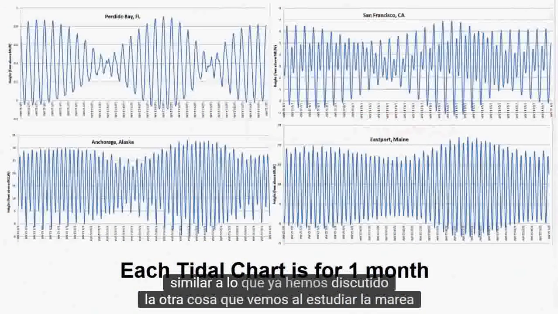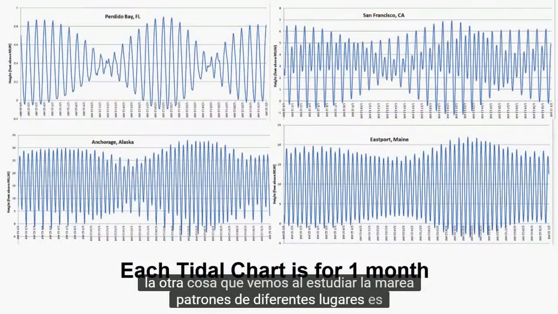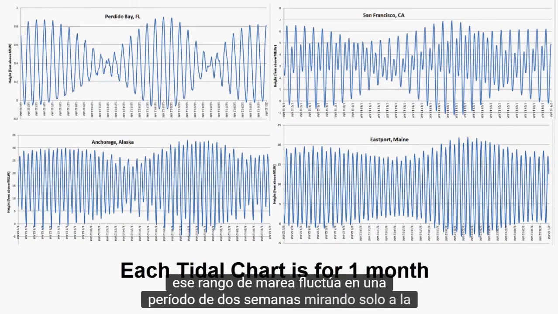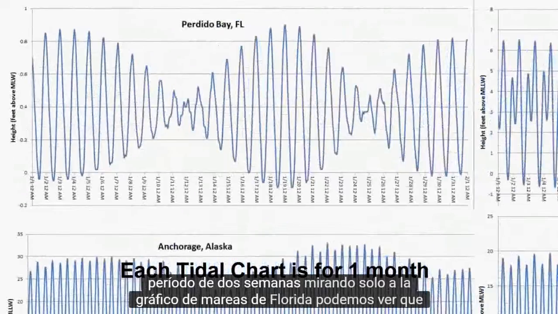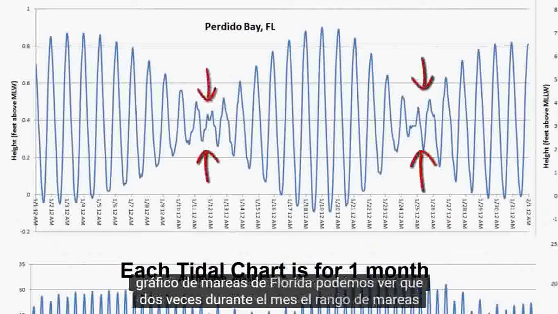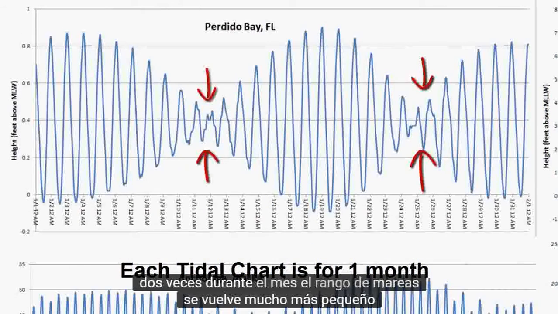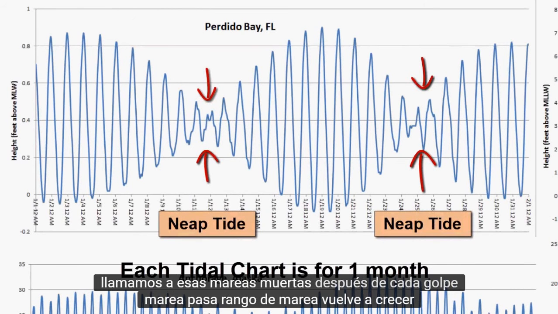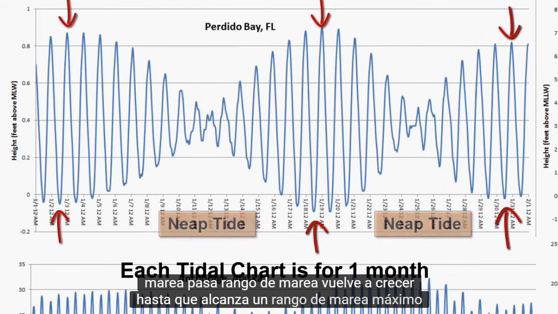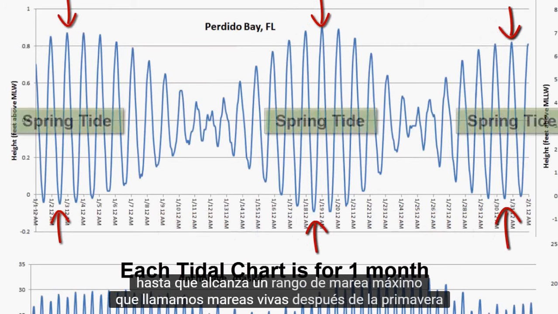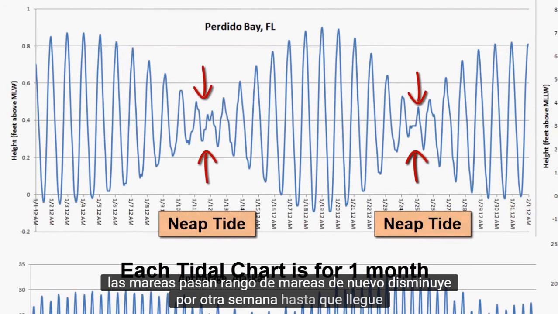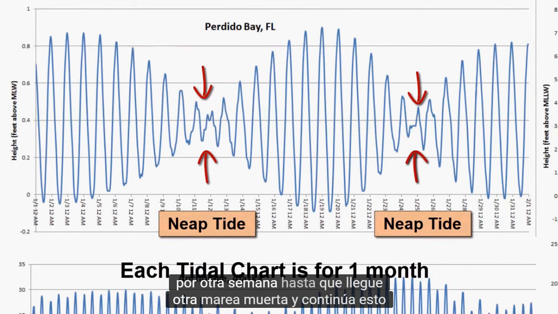The other thing we see by studying tidal patterns from different locations is that tidal range fluctuates on a 2-week period. Looking just at the tidal chart from Florida, we can see that twice during the month the tidal range becomes much smaller. We call those neap tides. After each neap tide passes, tidal range grows again until it reaches a maximum tidal range, which we call spring tides. After spring tides pass, tidal range again diminishes for another week until it reaches another neap tide.